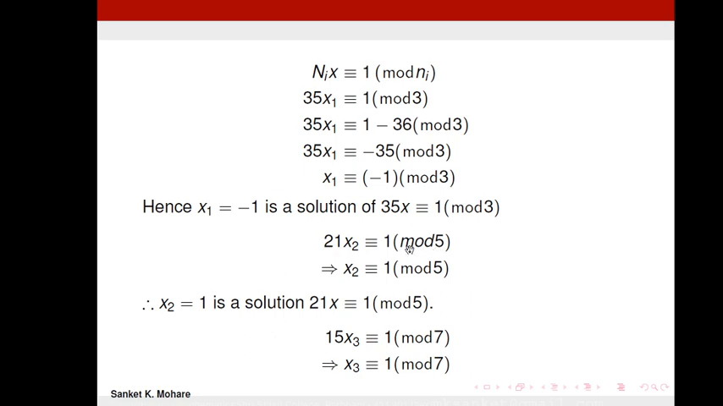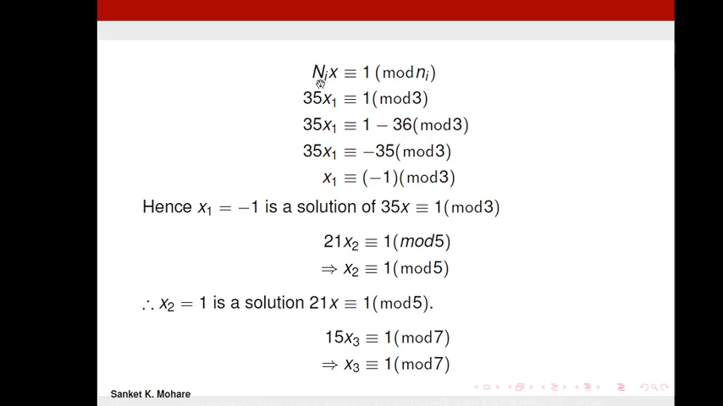So here, multiple of 5: 4 into 5, so 1 plus 4 into 5, that is 1 plus 20, and 1 plus 20 is 21. So 21x2 is congruent to 21 modulo 5. This implies x2 is congruent to 1 modulo 5. Therefore x2 equals 1 is a solution of the congruence 21x congruent to 1 modulo 5.